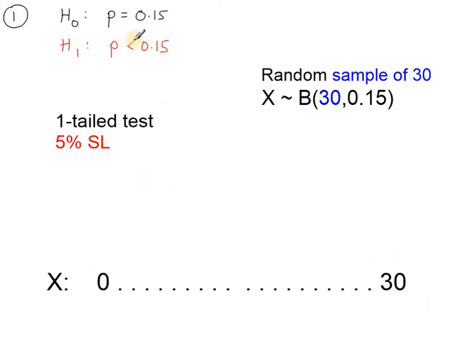Because H1 is less than, the arrow is pointing to the left, we will have a critical region on the left hand side here, the lower tail critical region. So this region here, which starts from the critical value, is called the critical region. It's the region where we would reject H0 if our test statistic was to fall within this.